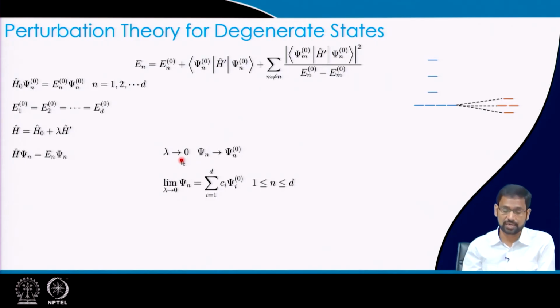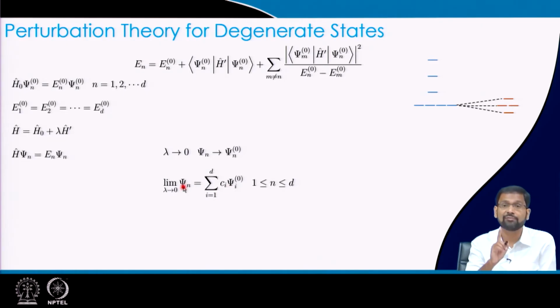So, in case of degeneracy, what I can say is that I cannot guarantee that psi n would go to psi n 0, but what I can say is that in the limit lambda goes to 0, the psi n would become some linear combination of this d number of degenerate states. So, psi i 0 is one of these degenerate states, i going from 1 to d. The only thing that I can guarantee is that as lambda goes to 0, the perturbed wave function will come to some linear combination of this unperturbed state.